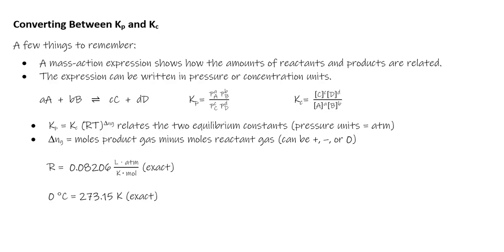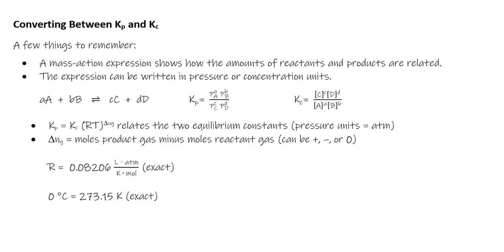In this video, we'll learn how to convert between Kc and Kp. A mass action expression shows how the amounts of reactants and products are related to one another. And when we write this expression, we can do so with either pressure or concentration units. If gas pressures are used, the constant is called Kp, and if molarities are used, the constant is Kc.